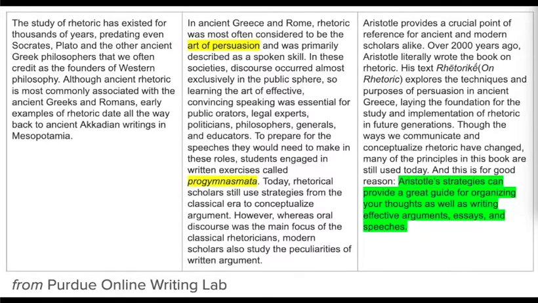To prepare for the speeches they would need to make in these roles, students engaged in written exercises called progymnasmata. And that's essentially what you are going to be doing in your argument writing, progymnasmata. It's a matter of preparation.